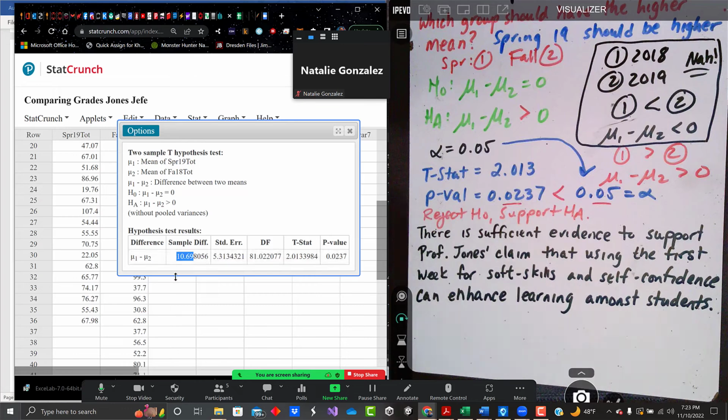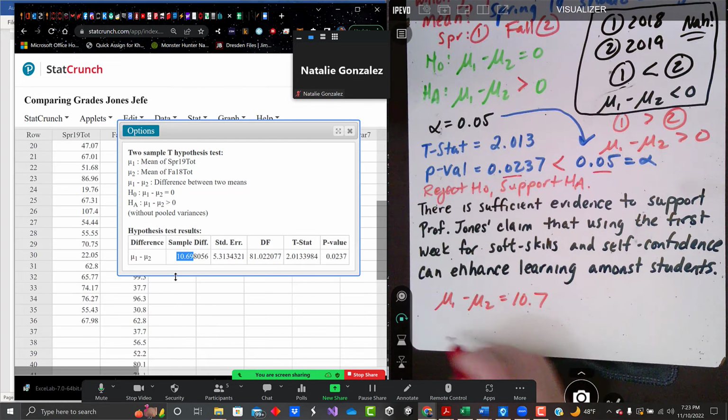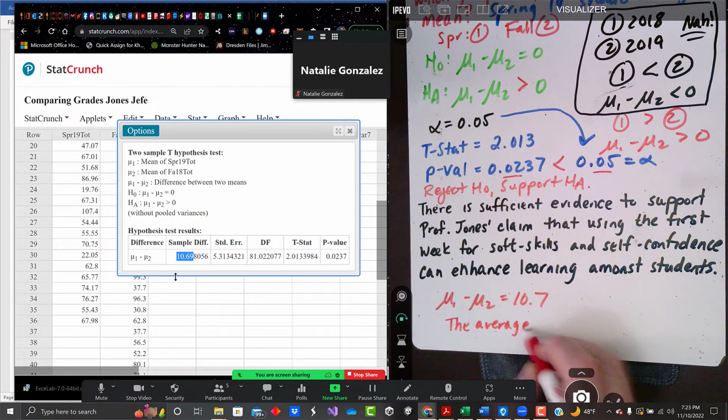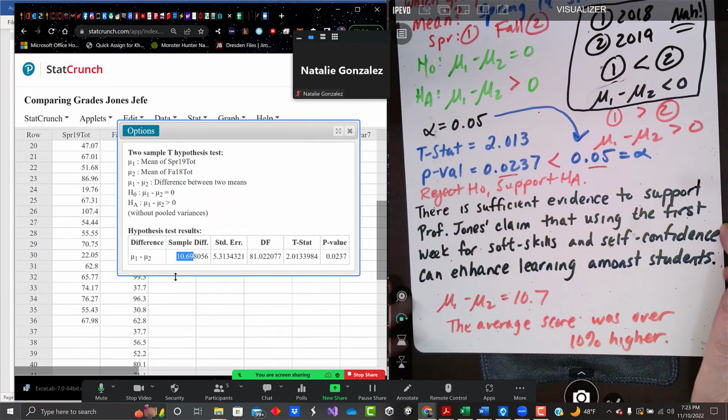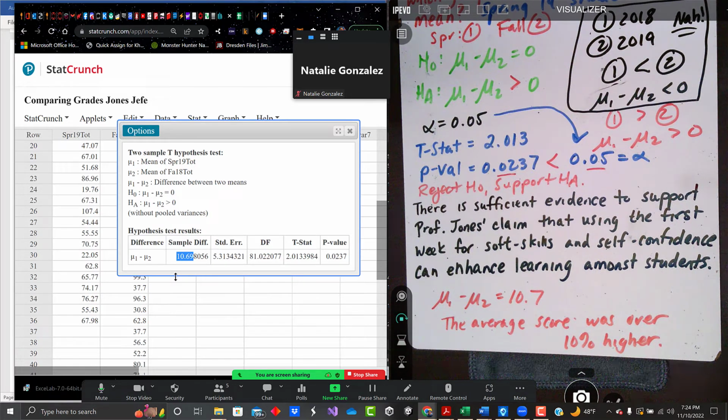I want to point out the sample difference too, because I was really proud of this. mu1 minus mu2, the sample difference was 10.7. So the average score was over 10% higher. That's a full letter grade. That's why we didn't do any math the first week. I had you watch those videos and do a little essay and look at doing time management. Students that take that seriously and do it, it's easier to force people to do it in class because I will watch the videos with you and do stuff in class when we're in person. But hopefully, if you did it online, it should help you improve your performance.